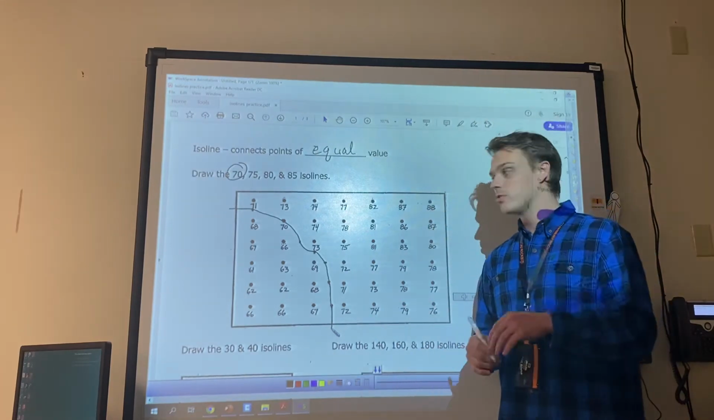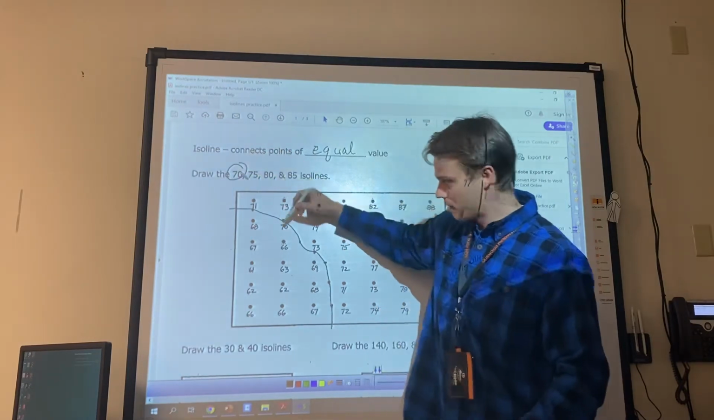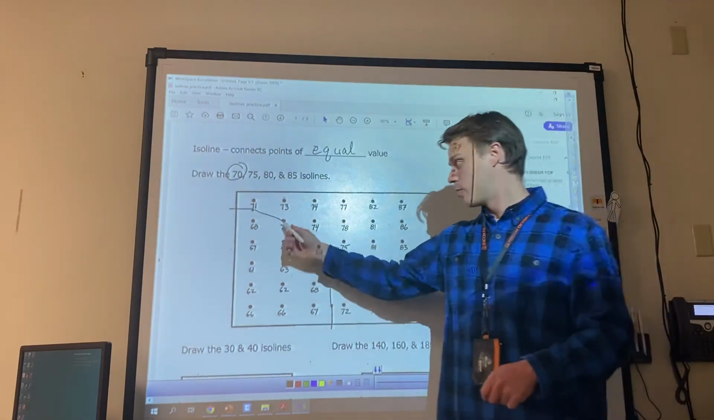Another thing you could do is make sure that you go right through the dots of the value. So we did 70, right? We went right through the 70 dot. We didn't go through the number, we went through the dot.